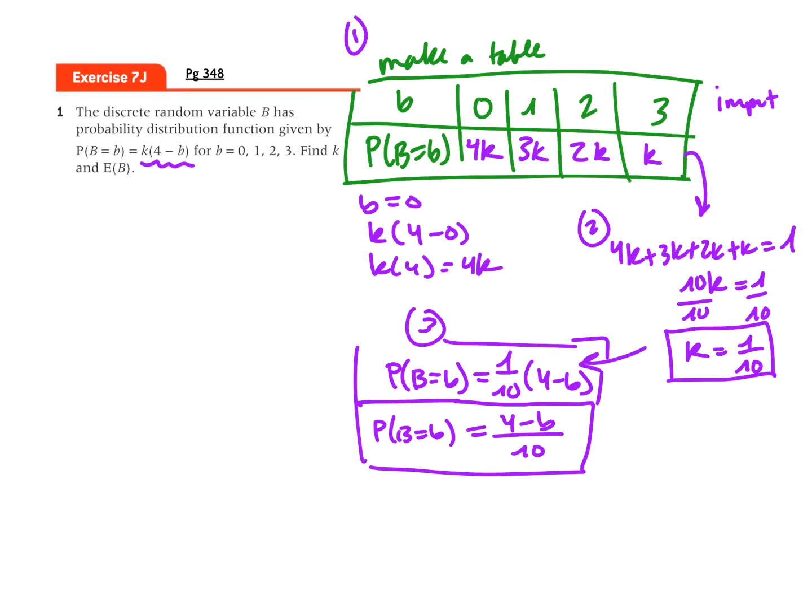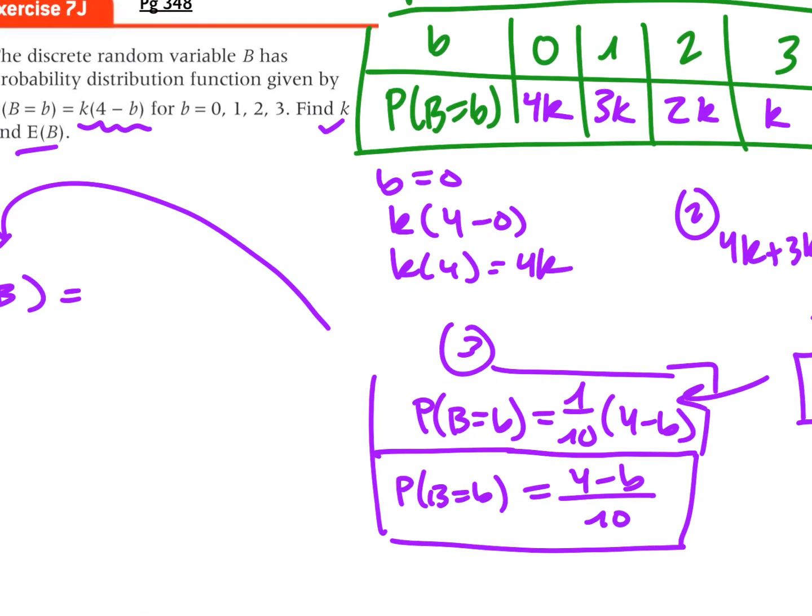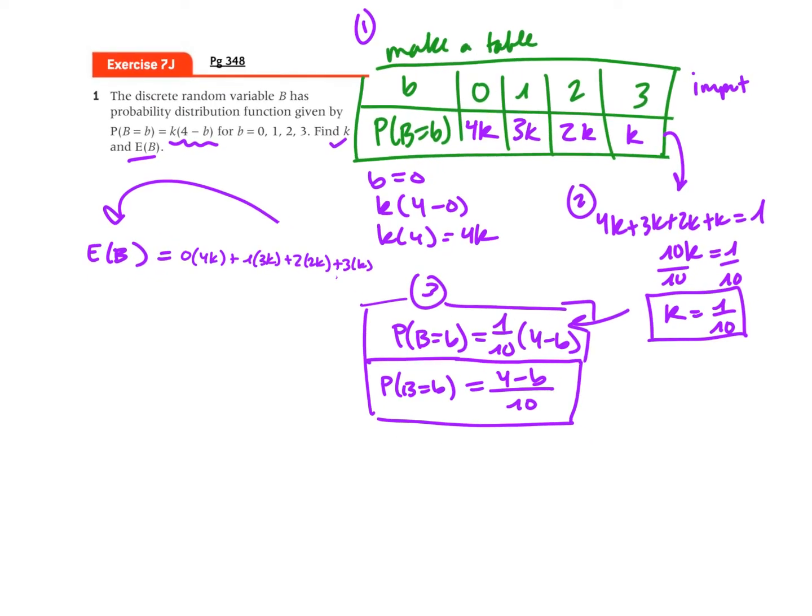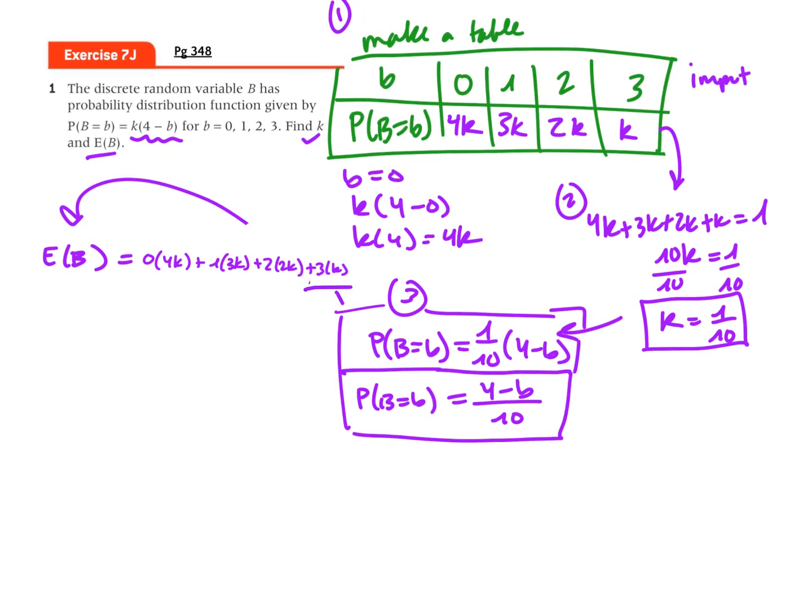Okay, so we found k. Now we need to find E of B. So I'm going to go over here. So E of B, my expected value, is, oh, I'm not going to have space. I'm going to zoom enhance. It's my table, right? 0 times 4k plus 1 times 3k plus 2 times 2k plus 3 times k.